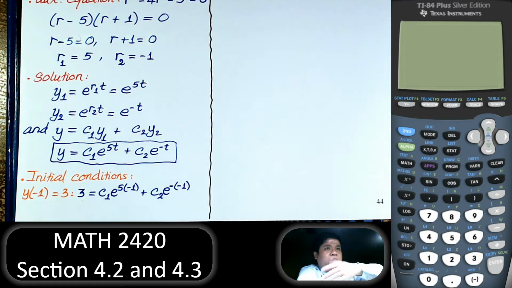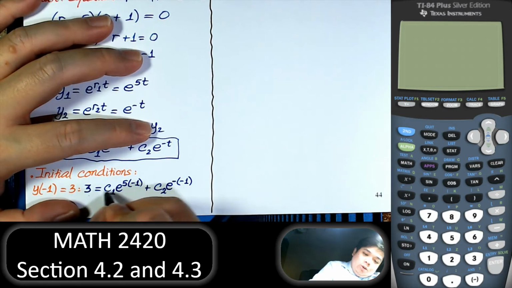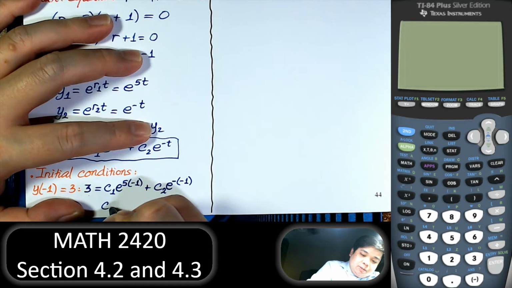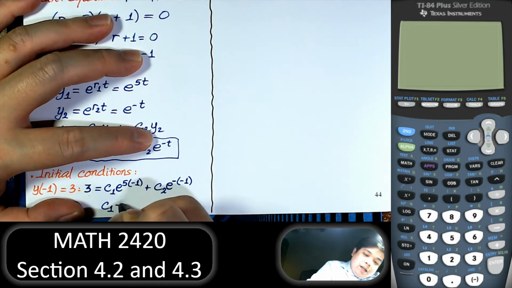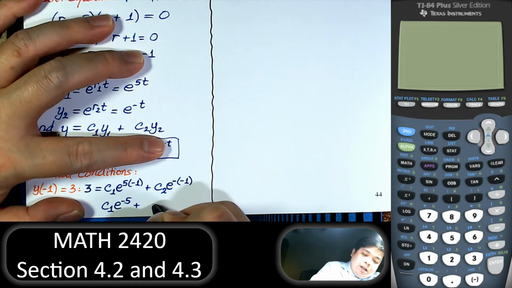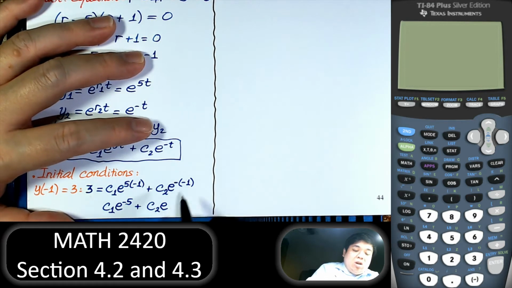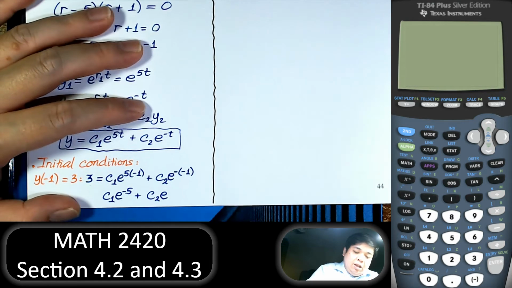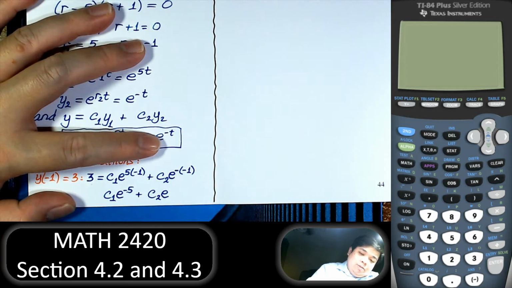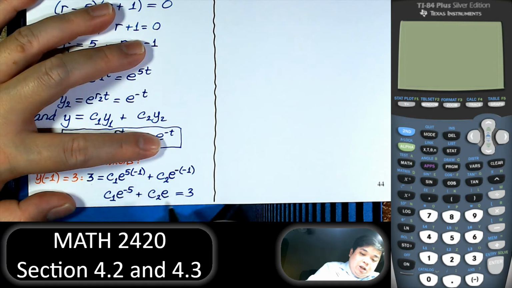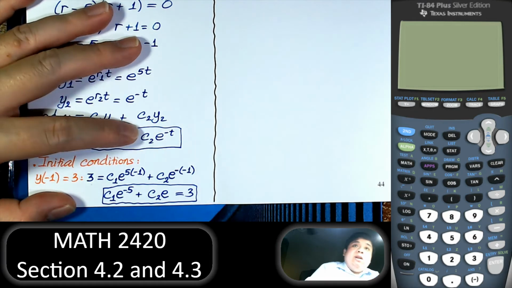Let's just put -1 for t. So in this case we will rewrite this as c1 e to -5 plus c2 e, since -1 times -1 is 1. I don't even need to write that, but I do write this equal to 3. So let's keep this for now.